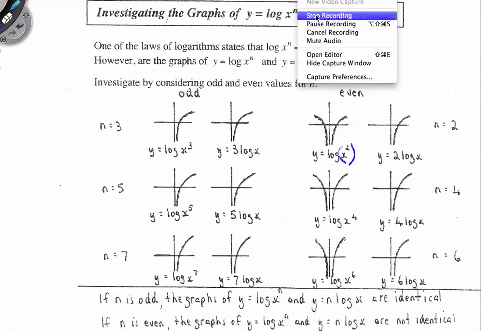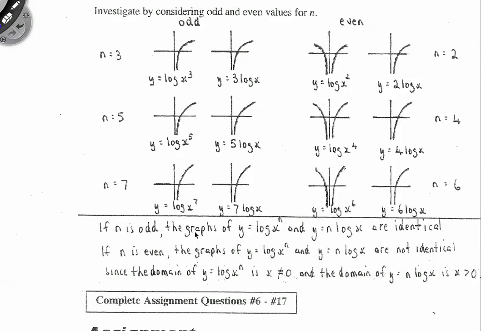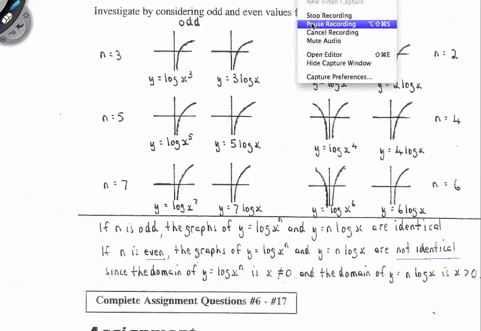So, just summarizing at the bottom of the page here. If n is odd, the graphs of y equals log x to the n and y equals n log x are identical. But if it's even, then the graphs are not identical. Since the domain of y equals log x to the n, where x is not 0, and the domain of y, where x is greater, let me just read that again because I'm not quite sure what I'm saying here.